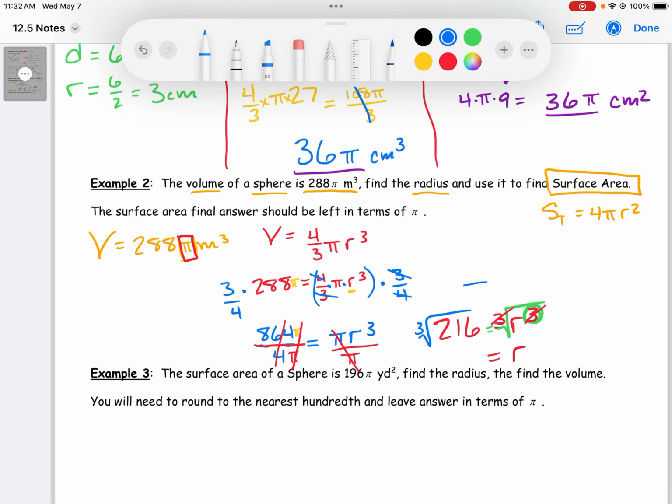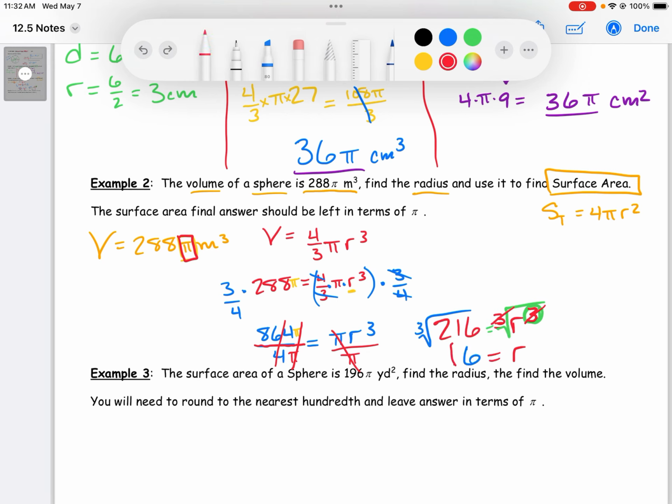Now, if I found the cube root of one side, I also have to find the cube root of the other side. So I have to find which number times itself 3 times equals 216. You could use your calculator for that, or you could plug and play some numbers. Your answer is going to be 6. 6 times 6 times 6 equals 216.